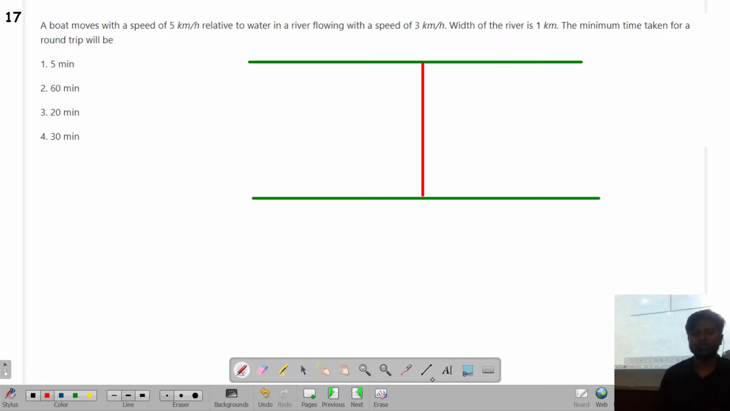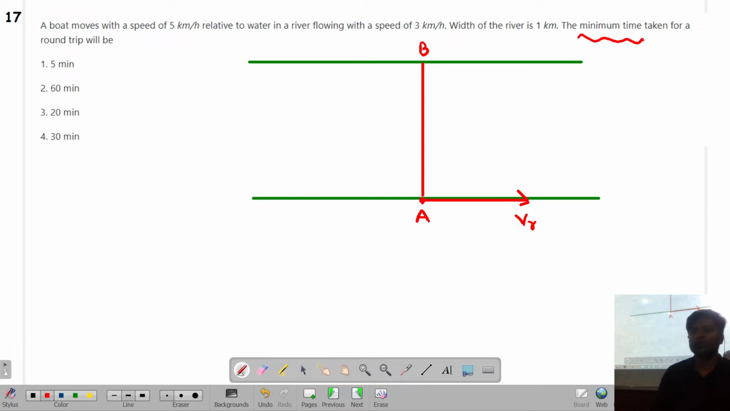Where is the direction of river? This is the velocity of river or not? I'll draw from here. This is my velocity of river. Now, if we want to take minimum time, I should go on the shortest path or not? Which is my shortest path? This path AB or not?